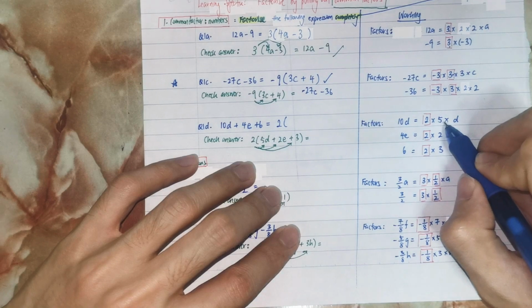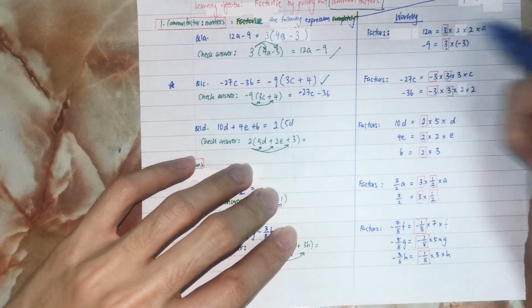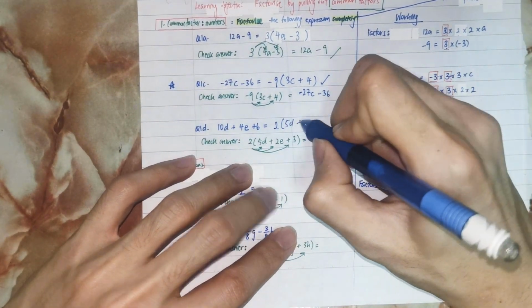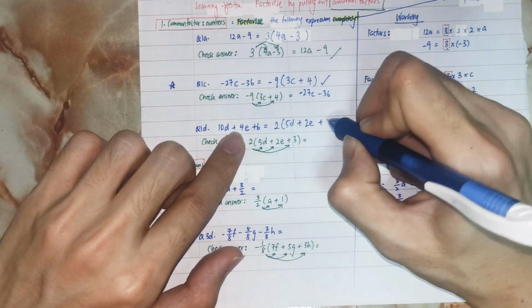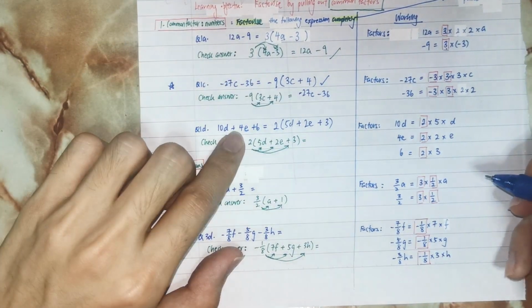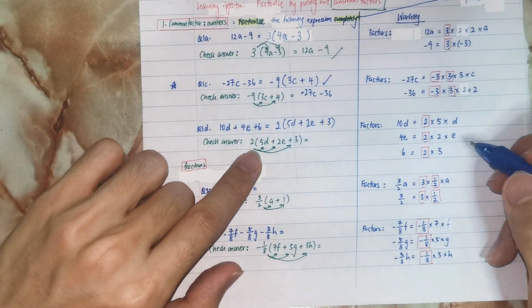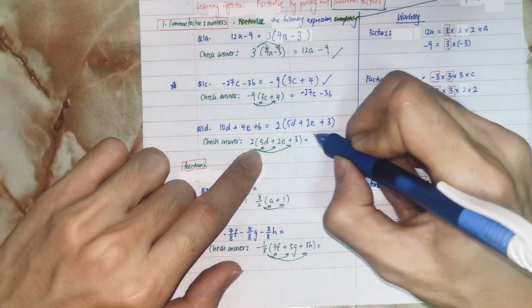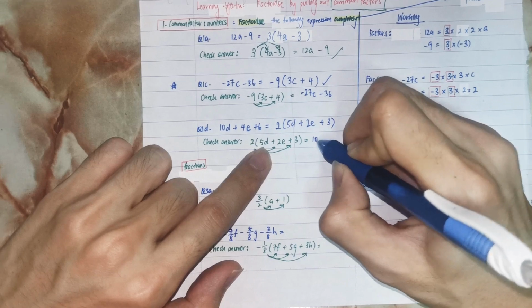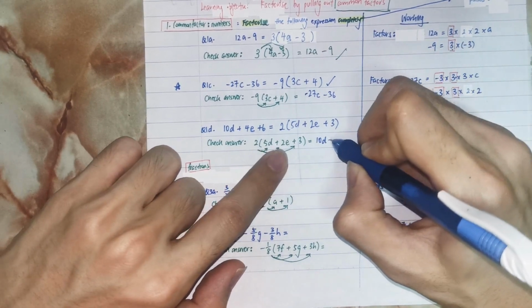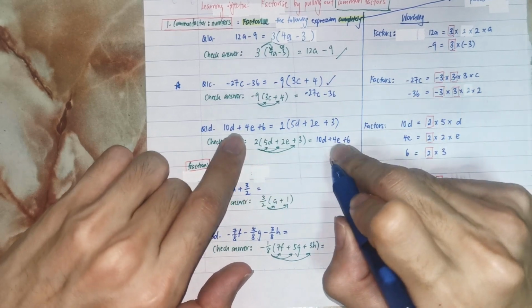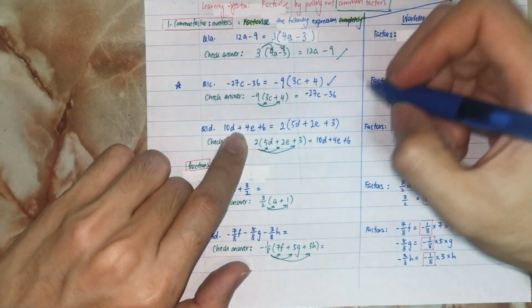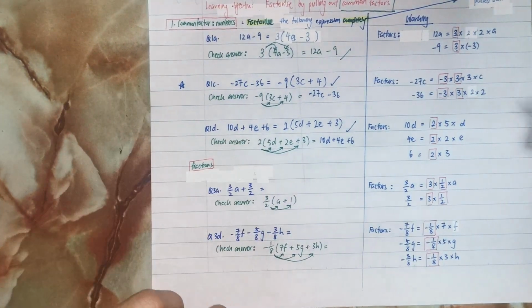And the remaining terms will be 5D, then I put plus, because over here is plus, 2E plus 3. After that, I do my expansion to check whether I get my correct answer or not. So 2 times 5D is 10D, 2 times 2E will be 4E, and 2 times 3 will be 6. So I check. Okay, they are correct. So this means that I have done my factorization correctly.